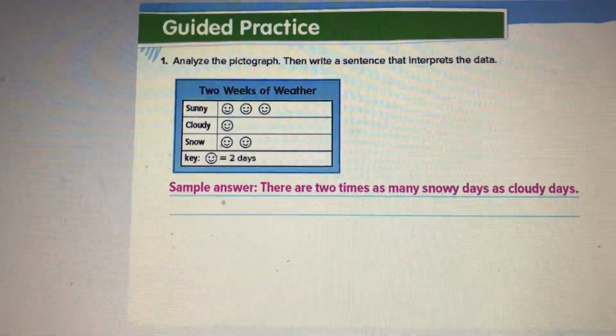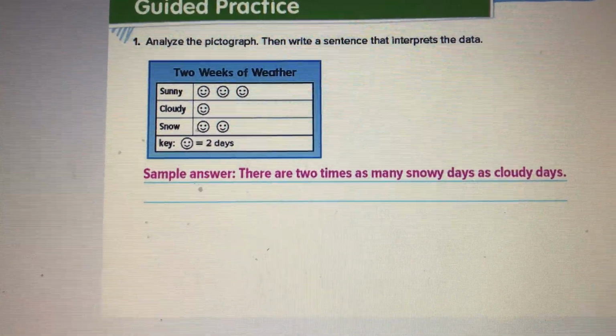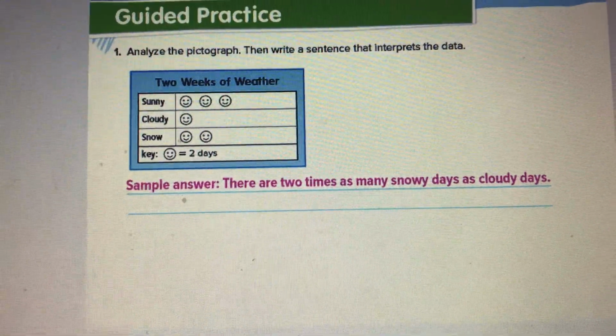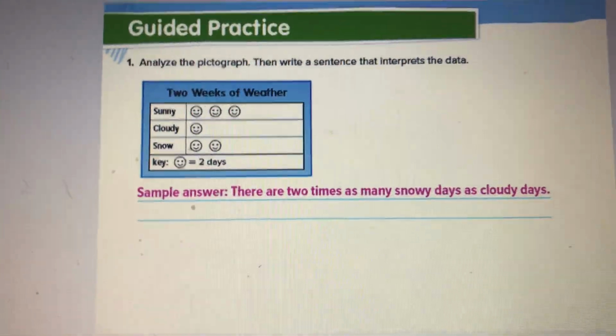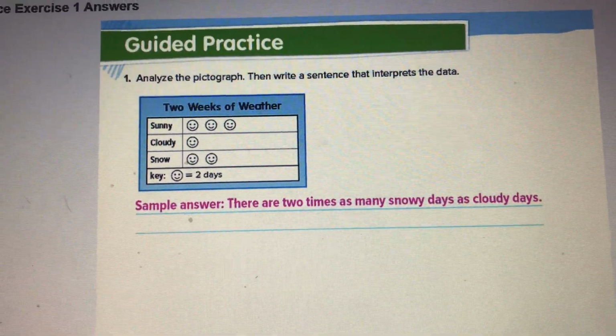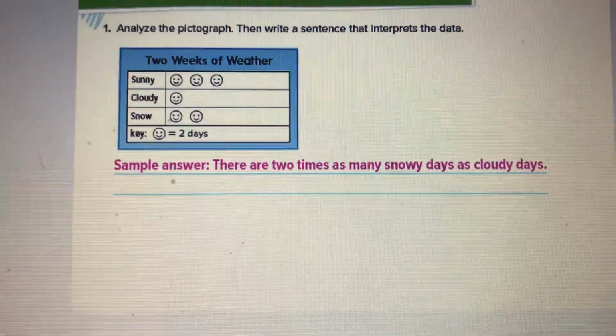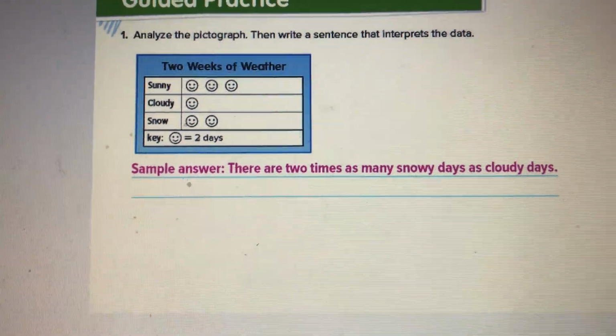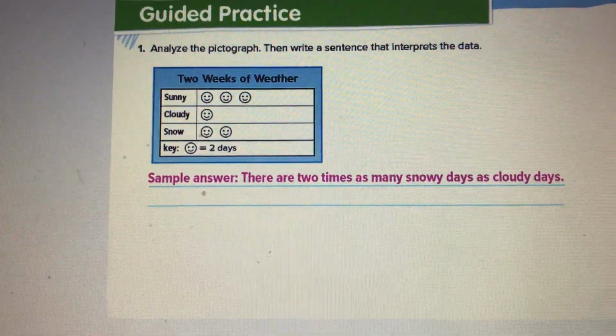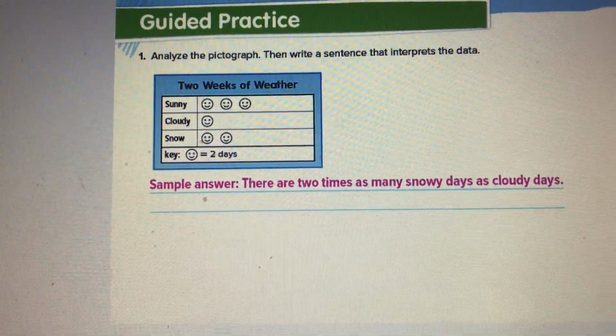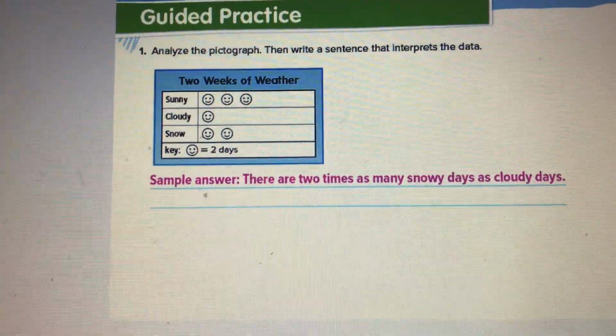Okay, so what could we say about that? We could say there are 2 times as many snowy days as cloudy days. We could also say a couple other things. There is 1 less cloudy day than snowy day. There are a lot of different things we could say here, but see if you can come up with a sentence that interprets the data. For today, you could just copy right off here if you want to. You don't need to write sample answer.